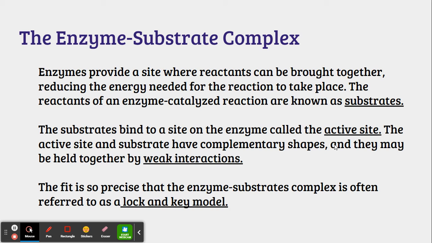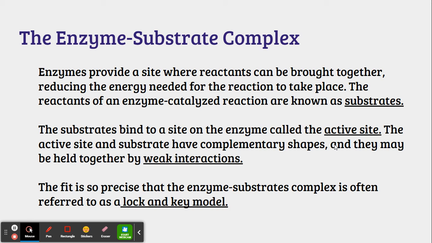Now, how do enzymes know where to go and who to react with? Well, the enzymes provide a site in which the reactants, or elements and compounds that are reacting, can be brought together. And so this is known as the enzyme catalyzed reaction. These reactants can also be called substrates.